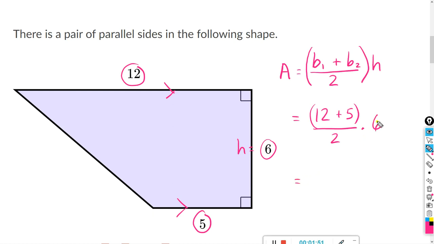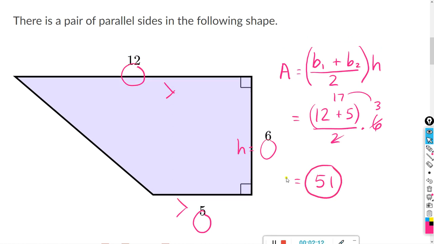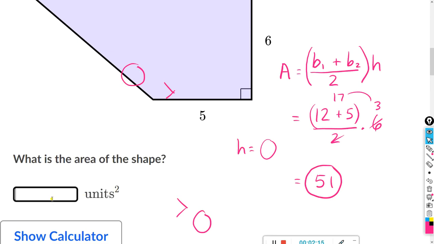Alright, so this 6 is in the numerator, this 2 is in the denominator. We can cancel. 6 divided by 2 is just 3. 12 plus 5 is 17. And 17 times 3 is 51. Final answer. And you just enter that in the box, 51.